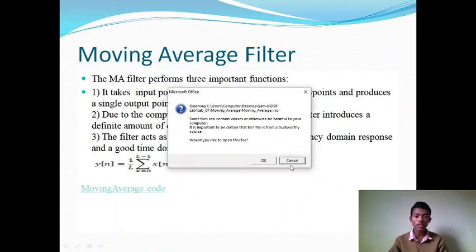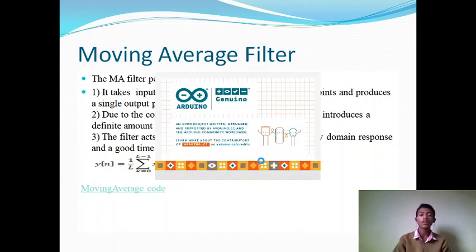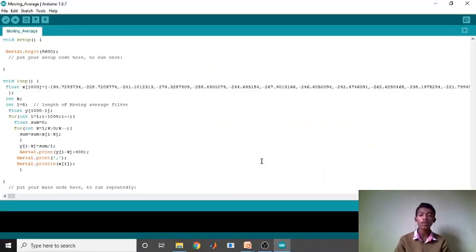When the signal is changing rapidly, the signal contains high frequency components. Since we are taking the average of some L number of points and giving one point as output, we will get a smooth curve, which means the moving average filter is removing the high frequency components.